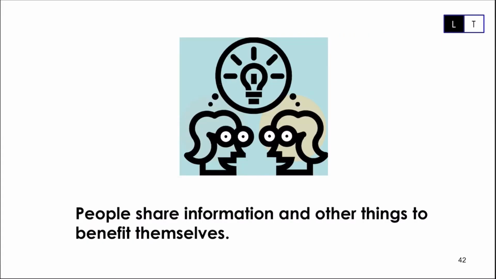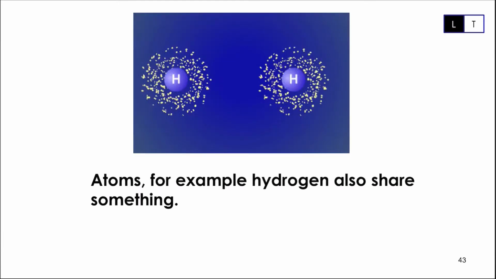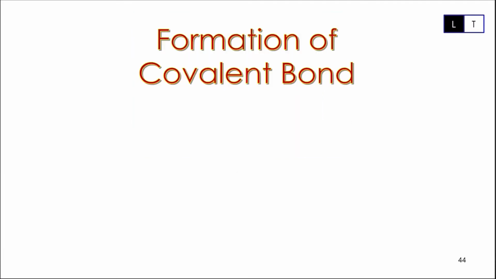The introduction for this one, we know that usually people will share the information and other things so that it can benefit themselves. Same goes for atoms. For example, hydrogen. Hydrogen also shares something. What do they share and why? So this is how I want to show you the formation of covalent bond.